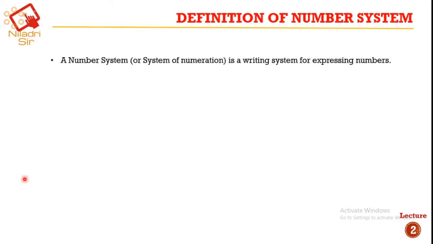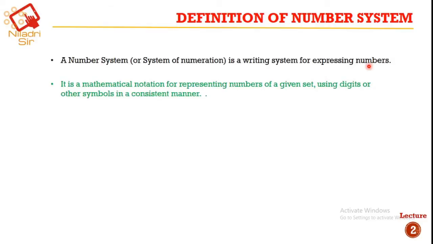A number system, or system of numeration, is basically a writing system for expressing numbers. There are lots of ways by which we can express a number. It is a mathematical notation for representing numbers of a given set using digits or other symbols in a consistent manner. So there are different mathematical processes or notations to represent any number.